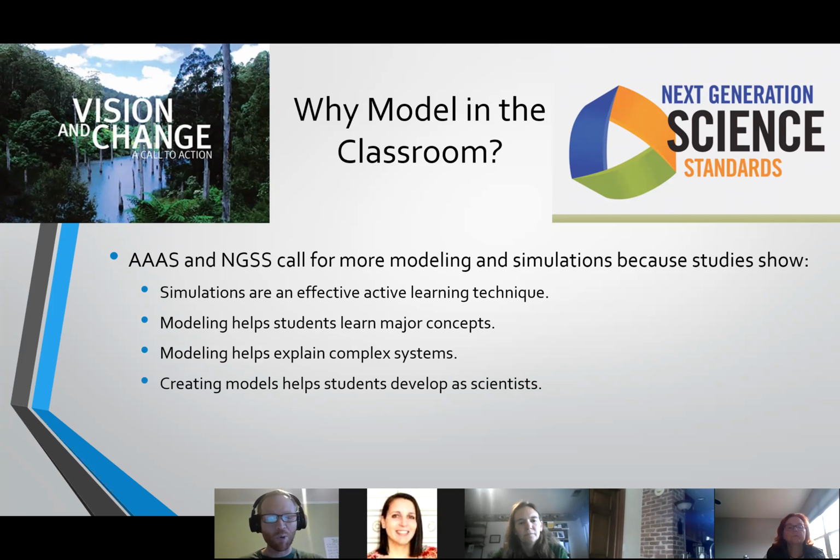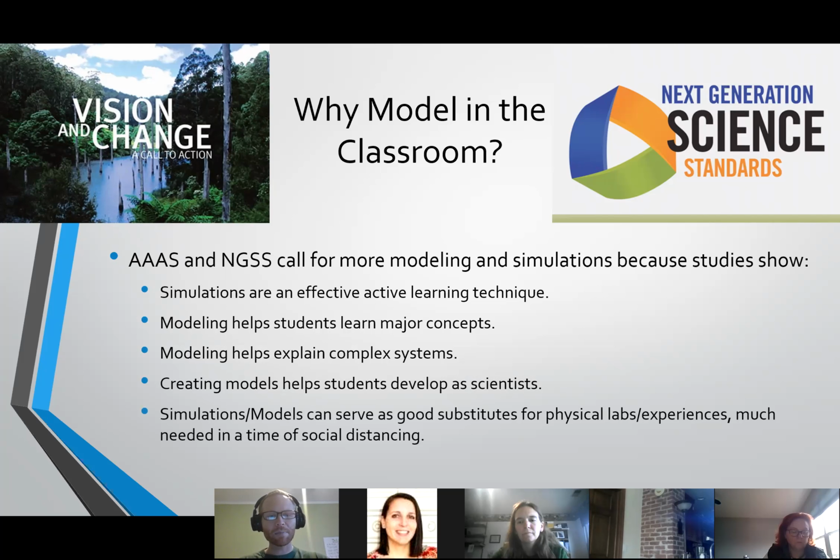And almost one of the most important things for me is that creating models has been shown to actually help students develop as scientists. So not just understand a topic, not just regurgitate a topic, but actually develop parts of their brain that are going to have them think deeper and problem solve later on. I think this is often overlooked when we're so worried about content, but we really wish our students could think deeper. So creating models, not just using them, but creating them, accesses those creative parts of our brain and abilities. And then simulations and models can serve as great substitutes for physical labs.